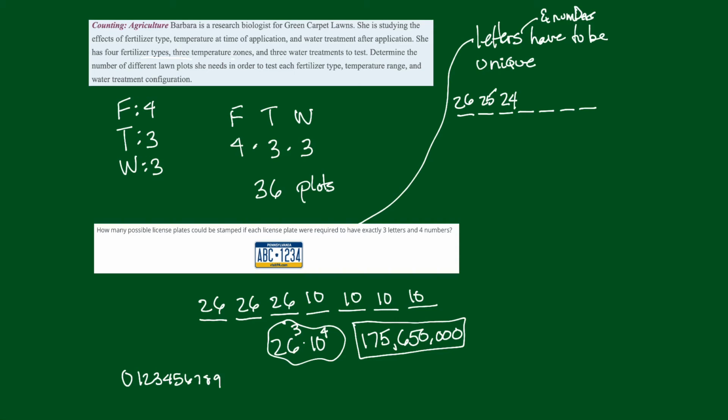Now, digits. I can start with any of the 10 digits. But then I've already used that one, so there's only 9 left here to choose from. Now I've used 2, so I have to toss those out, 8, and then 7. All right, so I'm going to multiply these together. That's using the multiplication principle. And now it looks like on my calculator, this says 78,624,000. So 78,624,000 unique plates like that.